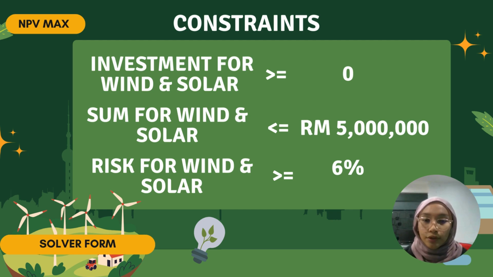So for constraints, we have three constraints here. The first one is investment for wind and solar is more than or equal to zero. The second one is the sum for wind and solar farm, which is less than or equal to 5 million. And the third one would be the risk for wind and solar farm, which is more than or equal to 6%.